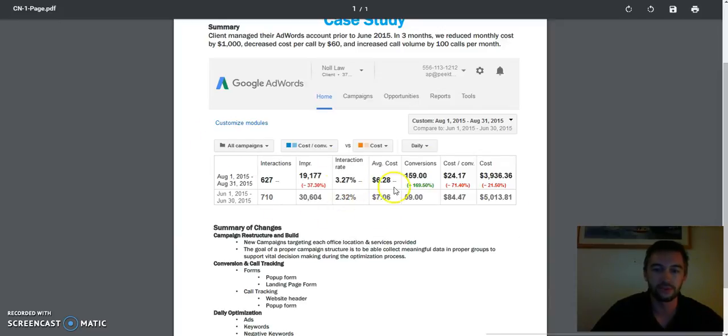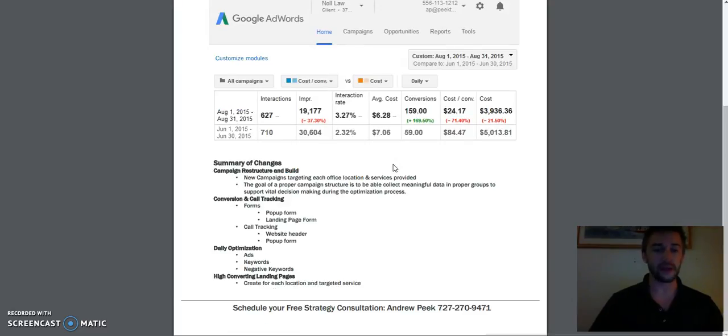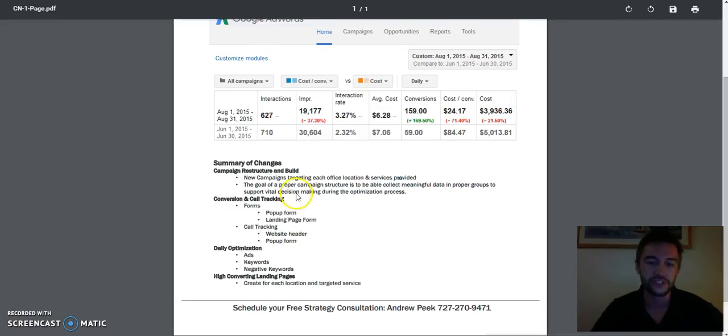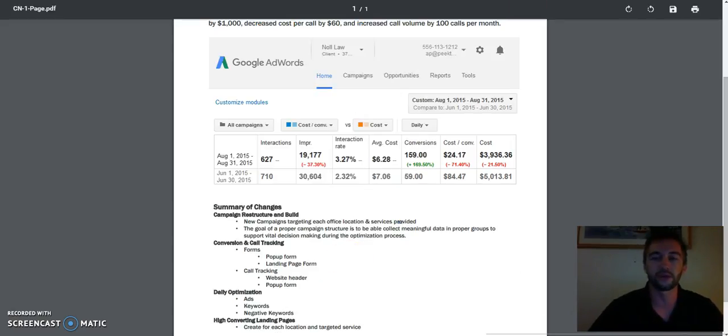I know this is a lot of mumbo jumbo in here, but on this right side you can see the important stuff. They were spending $4,000 per month. Actually, go back. They were spending $5,000 per month. They had 60 calls per month. I saved them $1,000 per month and increased their calls by 100 calls per month. So they're super happy. So all that works together as far as making AdWords more efficient and then making the website communicate your expertise better.